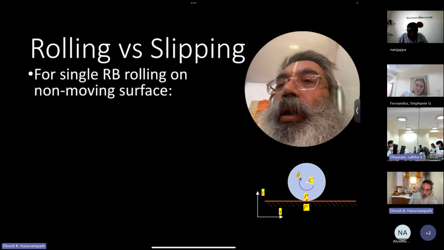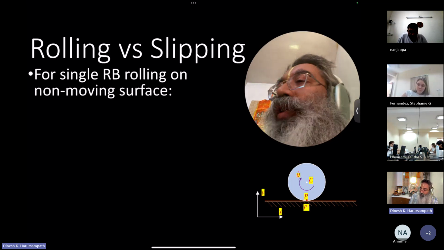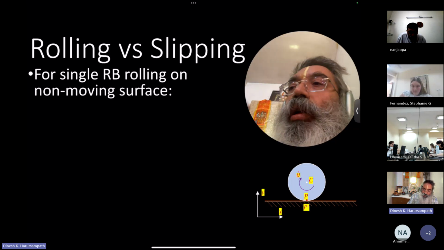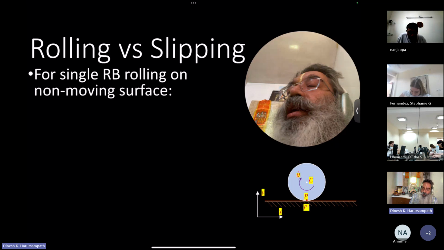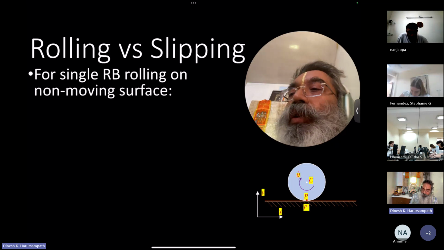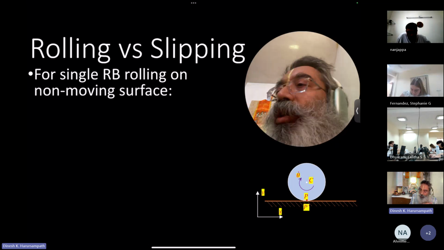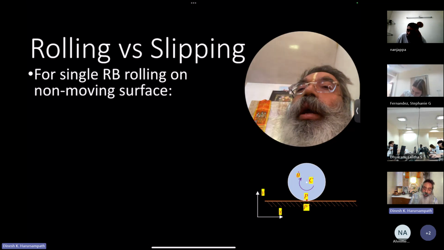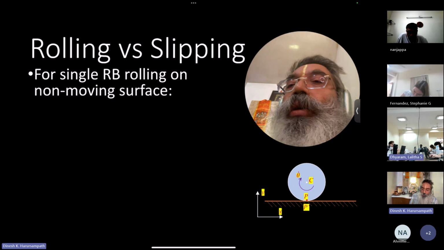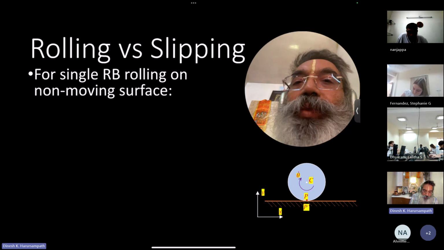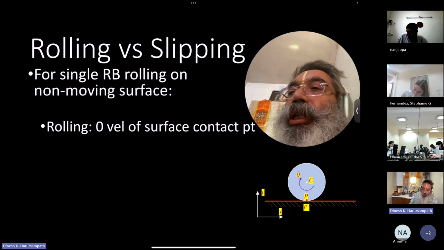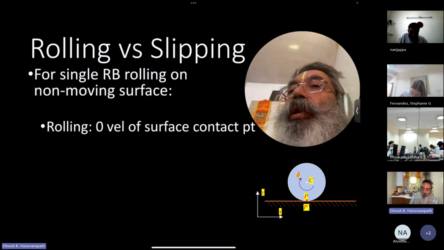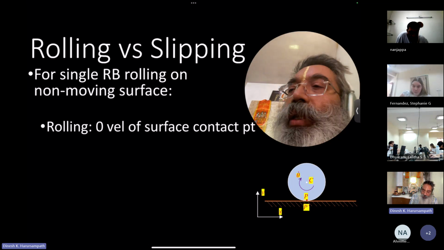Now, for a single rigid body rolling on a non-moving surface, because we can bring in other complications here, we're looking at a horizontal surface. It's not inclined, neither is the surface itself moving. So we're keeping the surface horizontal, and we're not allowing it to move. We are only moving the ball or the cylinder. For a single rigid body rolling on a non-moving surface, rolling essentially means zero velocity of the surface contact points, just specializing what we talked about in the previous slide.